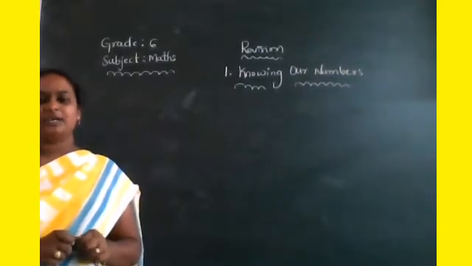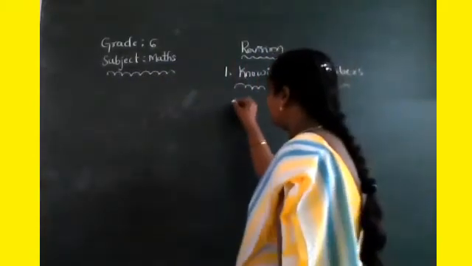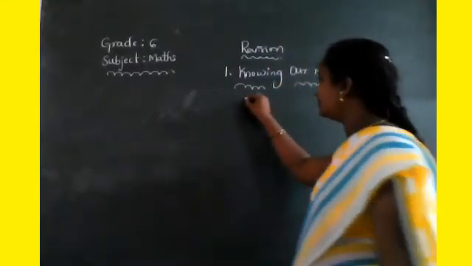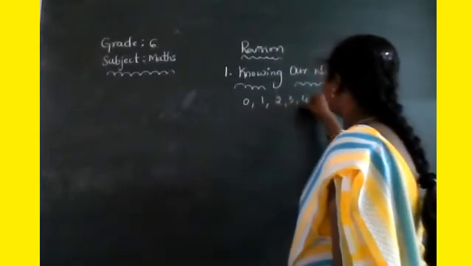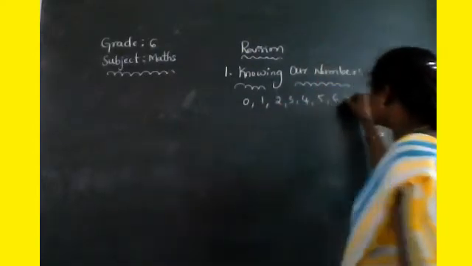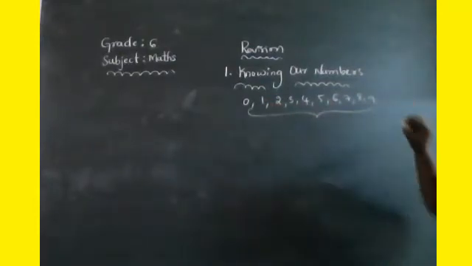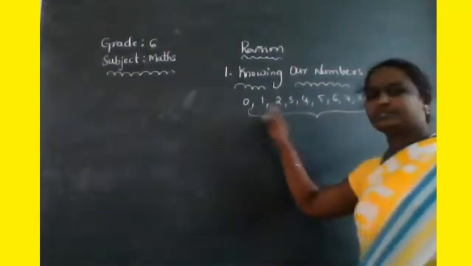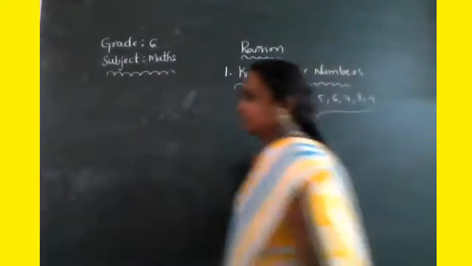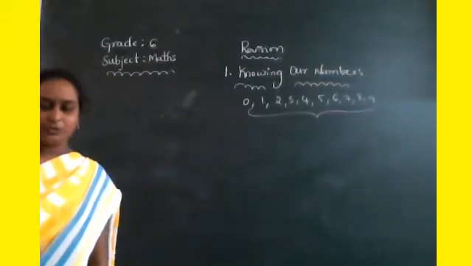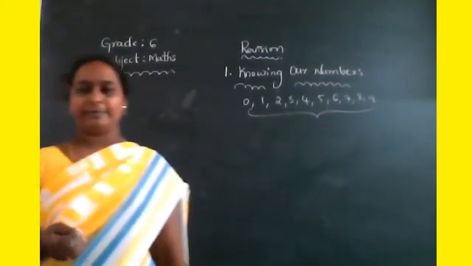Okay, children. Now how many digits do you have? Digits means 0, 1, 2, 3, 4, 5, 6, 7, 8, 9. These all are called digits. Okay, children? Right. Now, how to compare the numbers?